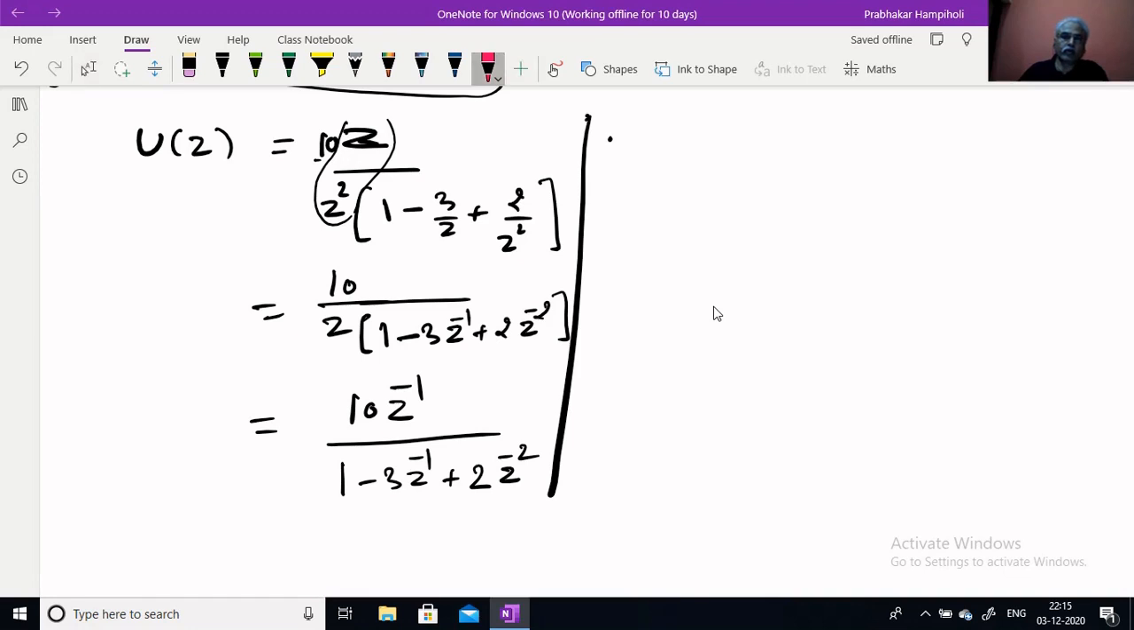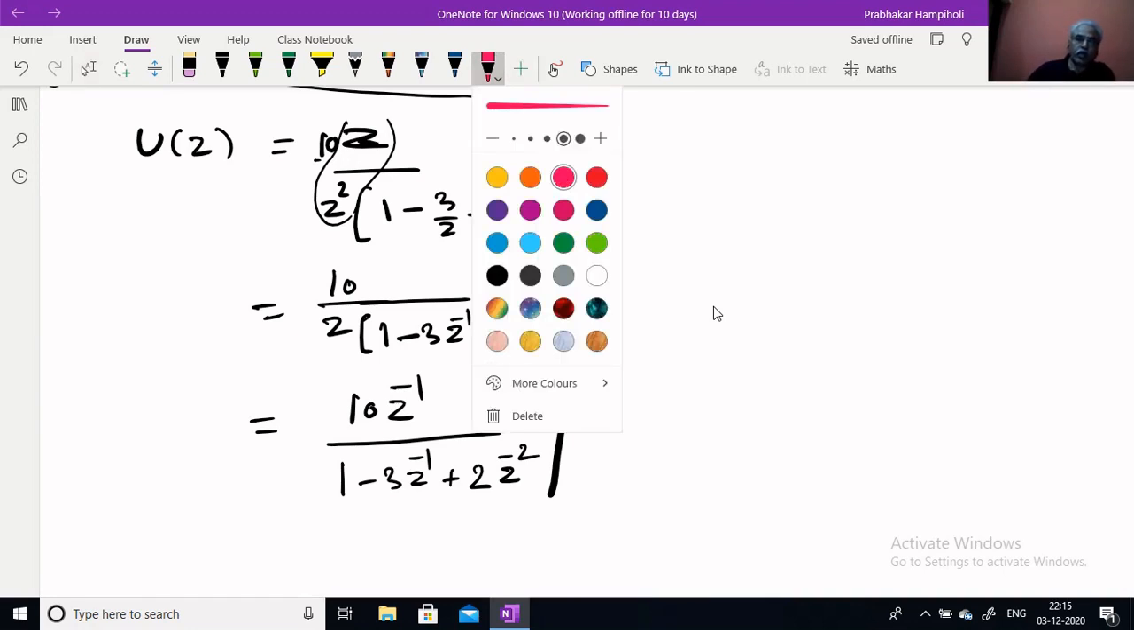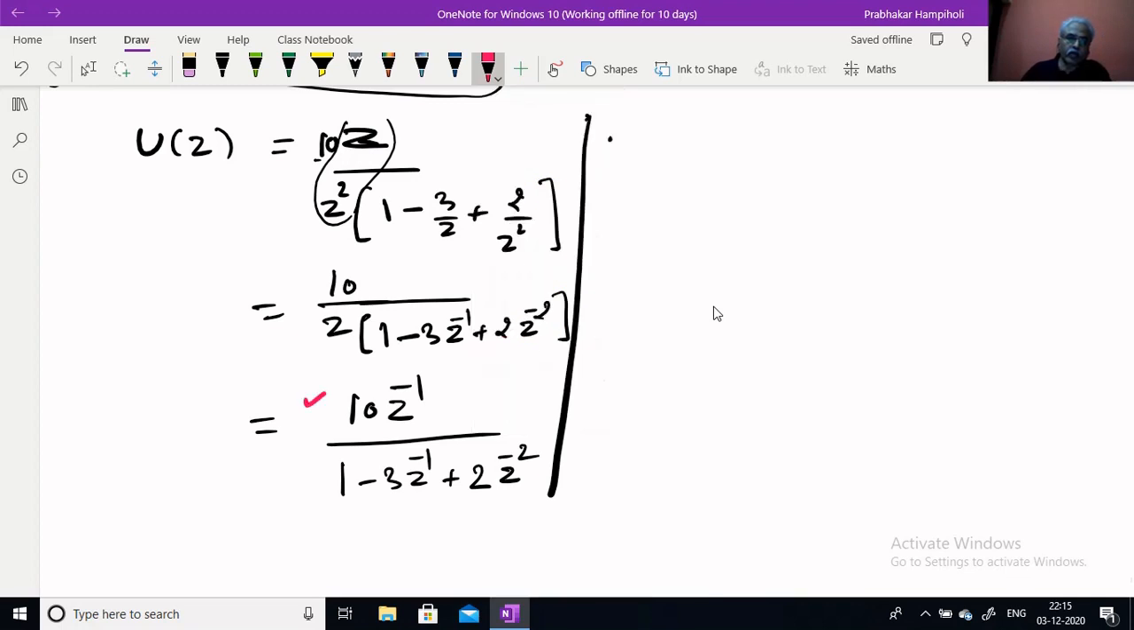With the usual process of division means what? I have to divide numerator by denominator. So suppose I write here 10 times z raised to minus 1, this has to be divided by the denominator, which is 1 minus 3 times z raised to minus 1 plus 2 times z raised to minus 2.